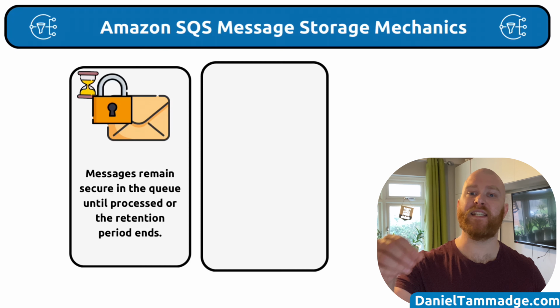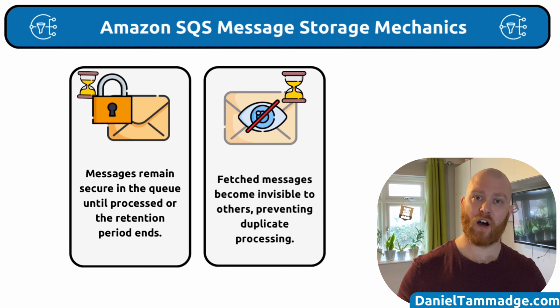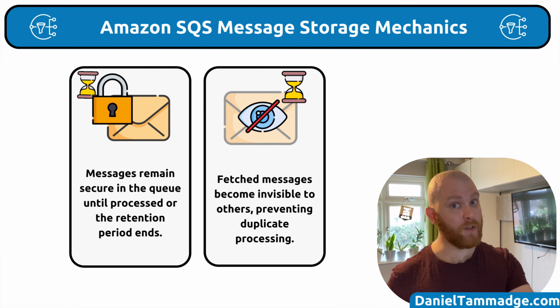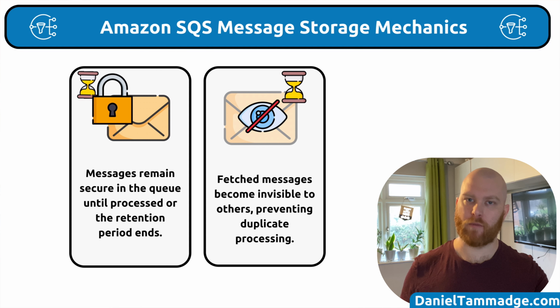Second is the visibility timeout of messages. After a consumer pulls a message, it's invisible to other consumers for the duration of the visibility timeout. If it's not deleted within this period, it becomes visible again, preventing message loss in case of processing failures.